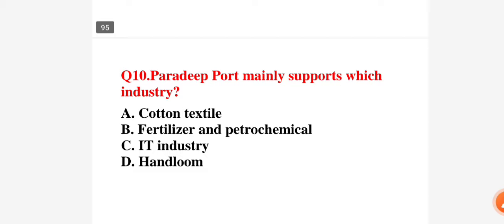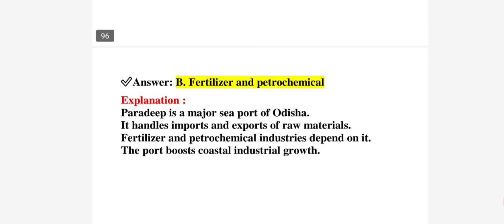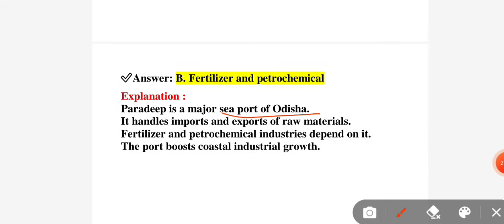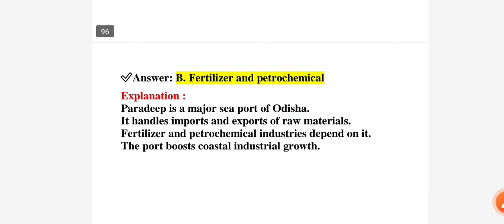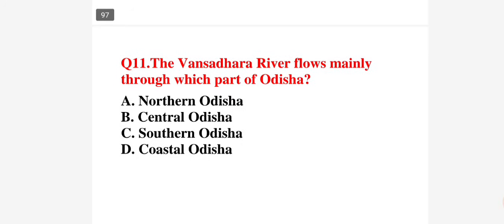Paradip is a major seaport in Odisha. It handles imports and exports of raw materials, and fertilizer and petrochemical industries depend on it. The port boosts coastal industrial growth. So let us move to the next question, question number 11. Question number 11 is about the Bansadhara river.